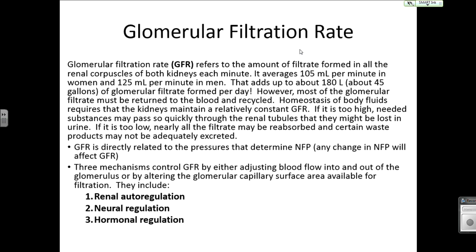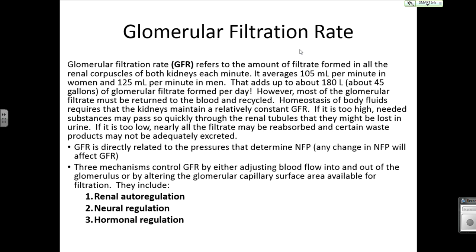As I mentioned, GFR is directly related to NFP. So any change in NFP causes changes in GFR. So by changing NFP, we can also change GFR, which is going to be how we can regulate GFR, and that is the three things that you have to write down at the bottom. We have what's called renal autoregulation. What does autoregulation mean? We know what auto means. It's self. So this is how the kidneys can self-regulate.